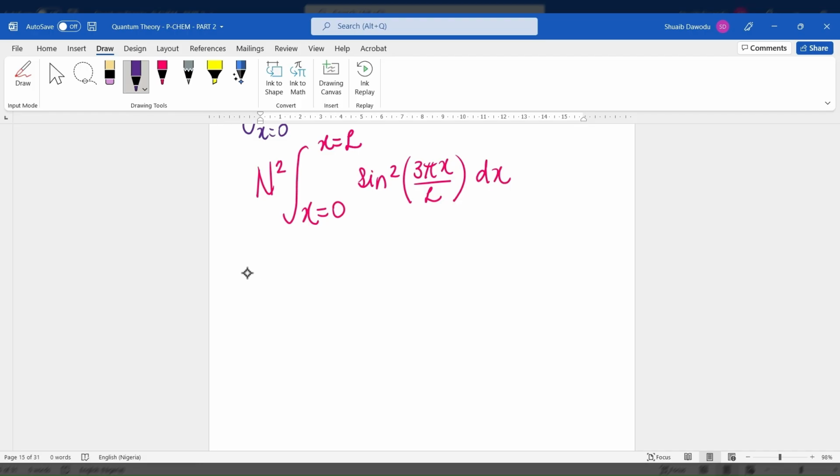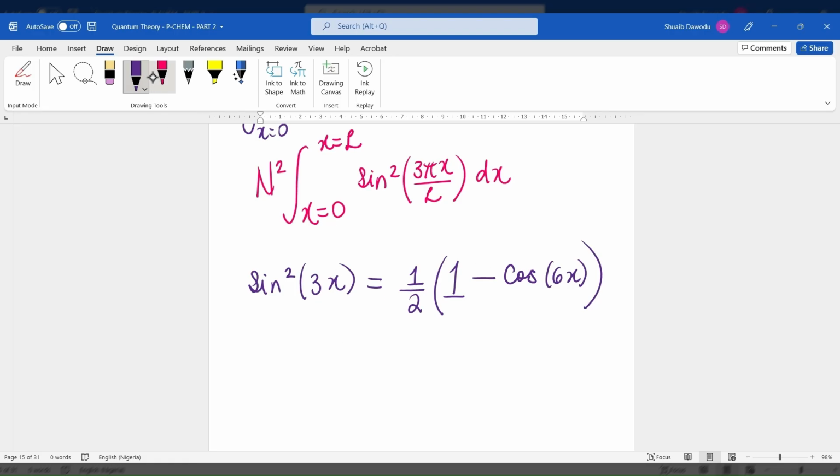Now, when we look at our trig identities, we're going to see that sine squared 3x, okay, is the same thing as 1 over 2, open brackets, 1 minus cosine of 6x. That is it. So now, using this knowledge, here we have 3x, here we have 3, we have x. We're just going to leave this pi over L because it's still part of this particular function. But we've basically gotten our way of solving this. We have gotten it already. We will just substitute this in and integrate that.